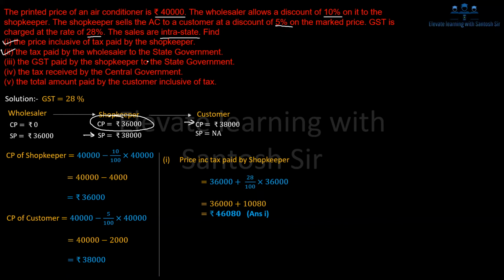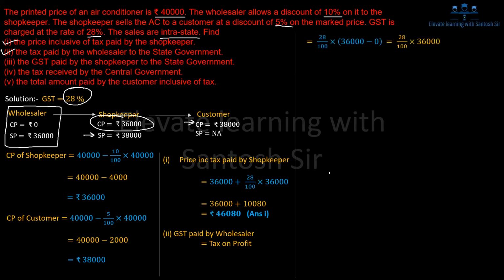Let us come to the second sub question. Tax paid by the wholesaler to the state government. Now let us come to the wholesaler. Tax paid to the government is nothing but the tax on profit. Tax is 28%, so wholesaler will pay 28% of his profit, which is nothing but 36,000 minus 0, which is nothing but 10,080. This is the total tax paid by the wholesaler to the government. But the question is asking about state government, so we will have to find SGST of wholesaler, which is nothing but 10,080 upon 2, which is 5,040 rupees.